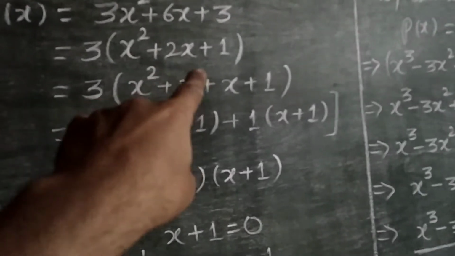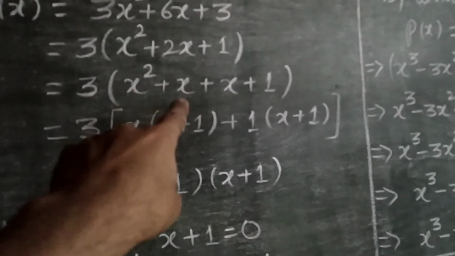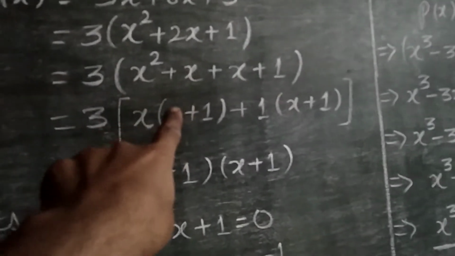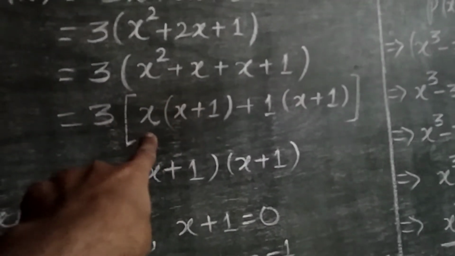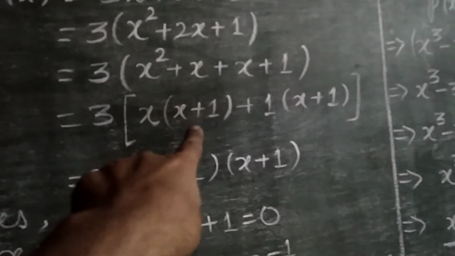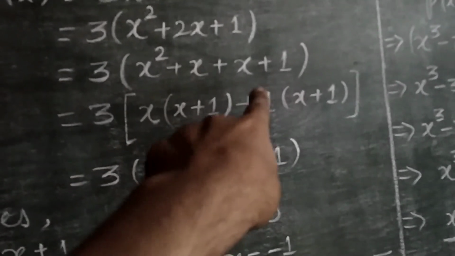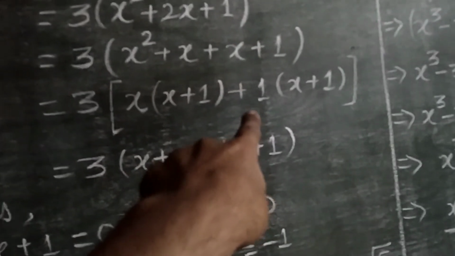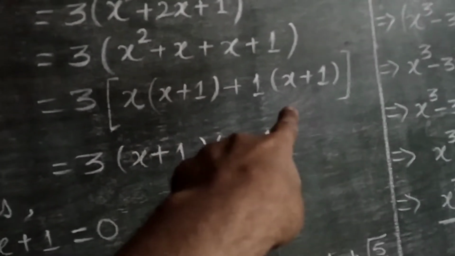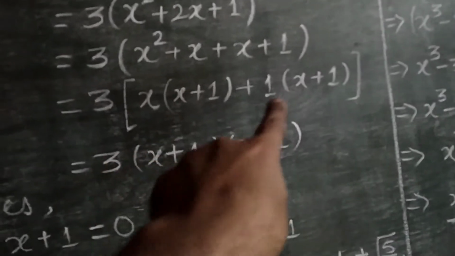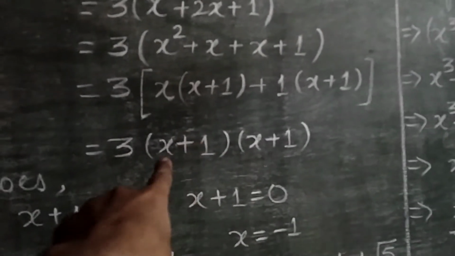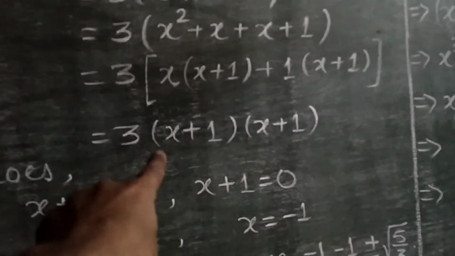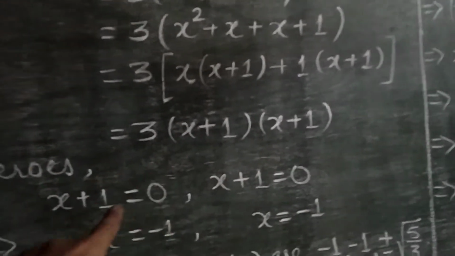So by splitting the middle term, we will get x square plus x plus x plus 1. First pair, it is x square plus x. x is common there, so we will take x outside and we will get x plus 1. Here in the second pair, x and plus 1, there is no common term, so we will write 1. So we will get x plus 1 inside the bracket. So x plus 1 is common in both the pairs. So we will take x plus 1 outside, we will get x plus 1.